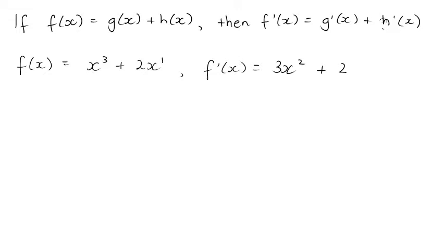Let's try another one. If z equals 3x squared plus x to the power of 5, find the derivative. First, it's not f of x, so how would you denote the derivative? dz dx.